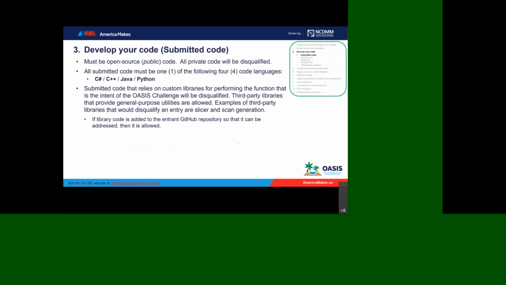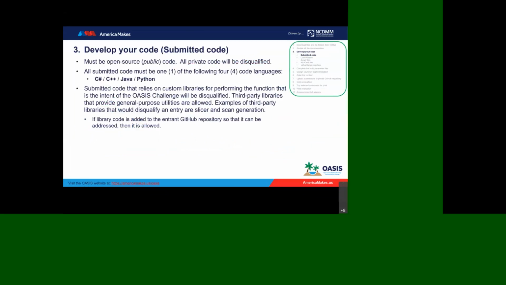Now we get into the good stuff here. Number 3, develop your submitted code. As I mentioned, all the code must be open source and public. All private code will be disqualified. So even if your public, open source code points to private code, it will be disqualified. This must all be open source.